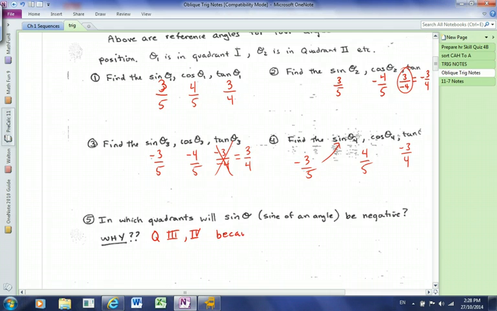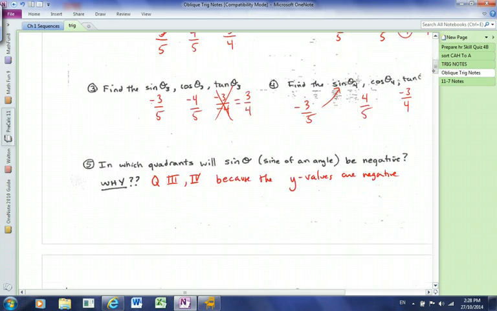because the y values are negative there. So that's what makes sine negative. Now I'm going to fit something else on this page, which I should have given room for, and I'm going to do it next time.